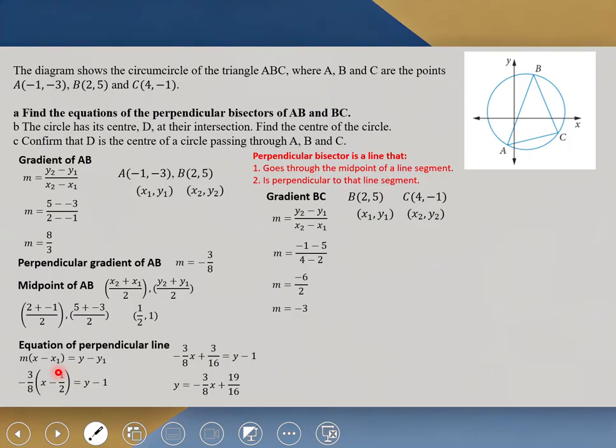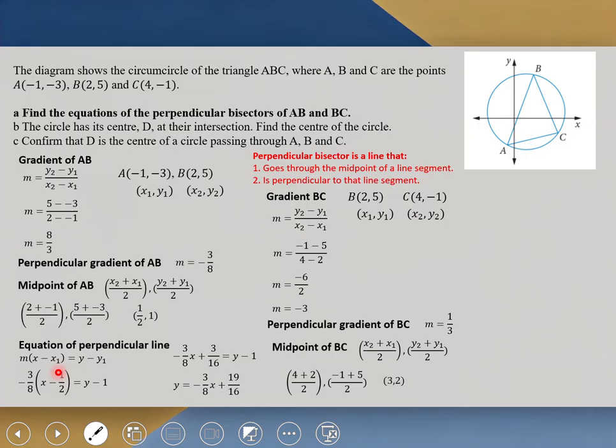Finally, I've got my perpendicular gradient of BC. m is equal to 1/3, because we know we are flipping, so 3 over 1 is the same as 1 over 3, and we put a negative in the first one, so it will be positive for the perpendicular. The final part is we need to find the midpoint, because that's what a perpendicular bisector is. A bisector is a line that crosses in the middle. So we need to look at the midpoint of BC. So that means I'm adding x values up and dividing it by 2, and adding the y values up and dividing it by 2, which will give me 3 over 2.